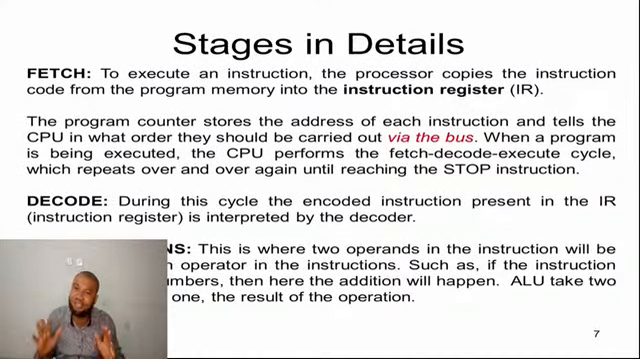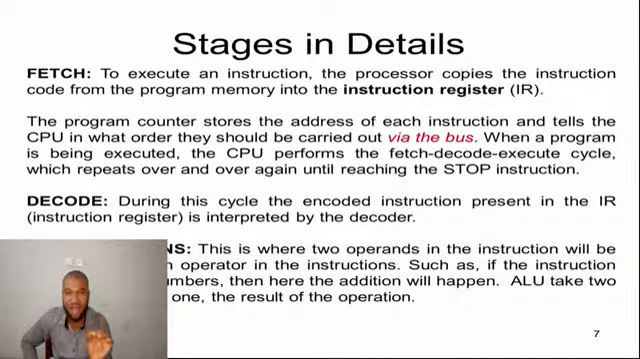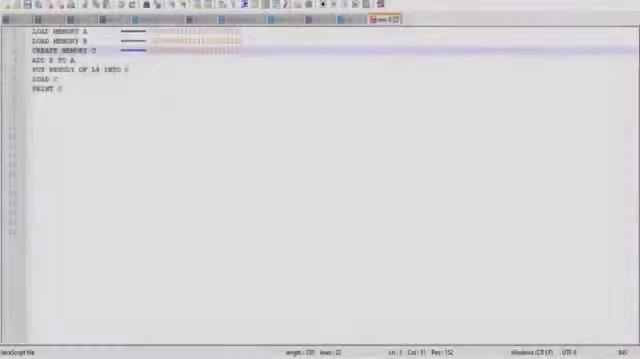We are looking at the simple stages of how the processor executes instruction. We've looked at what instructions are. You are the person to give the computer the instruction. It's the duty of the computer to fetch the instruction and decode it. So what happens in the decode stage? In the decode stage, during the cycle, the encoded instruction present in the instruction register is interpreted by the decoder. So there is a decoder in this processor that is responsible for doing the decoding.